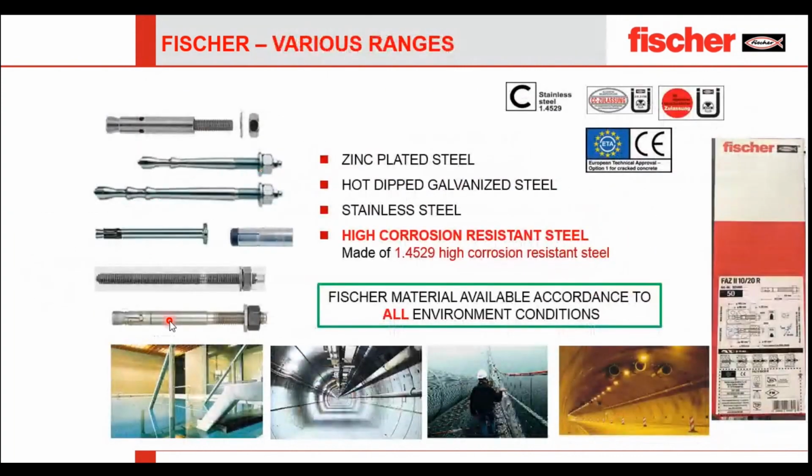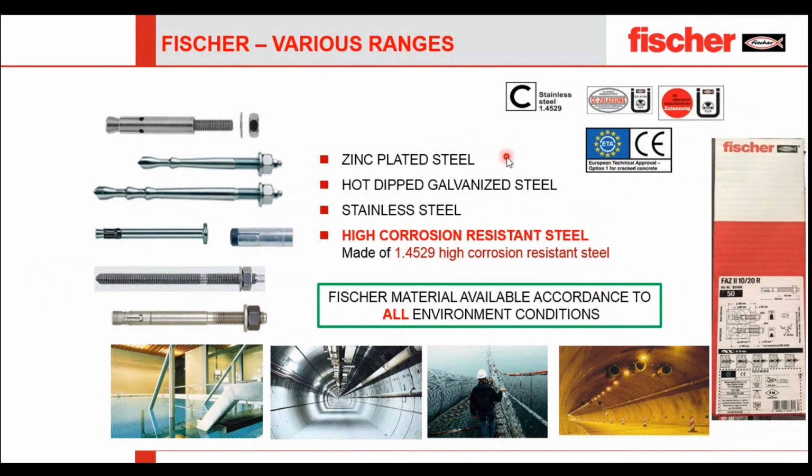Now again, coming to the various ranges, as I told, Fischer has various ranges. We do have zinc plated steel, we do have hot dipped galvanized steel, we do have stainless steel, and also a very high corrosion resistant steel. For particular applications, like if we have something in a swimming pool, maybe in an underground tunnel, etc., we do have a high corrosion resistant steel, which is 1.5 almost high corrosion resistant steel, and it has got all the approvals as shown over here.